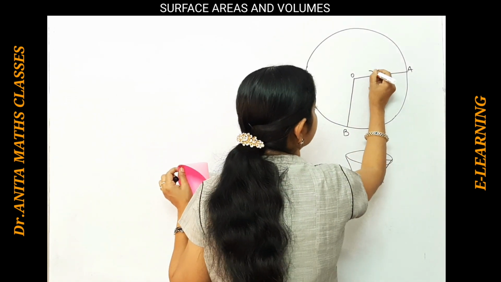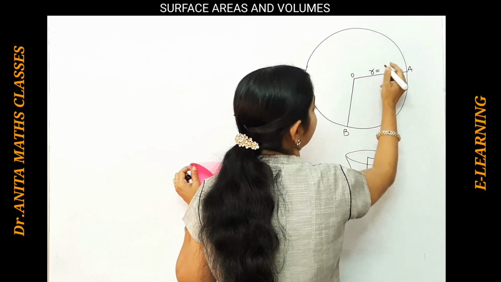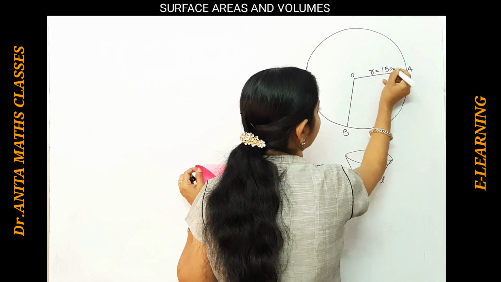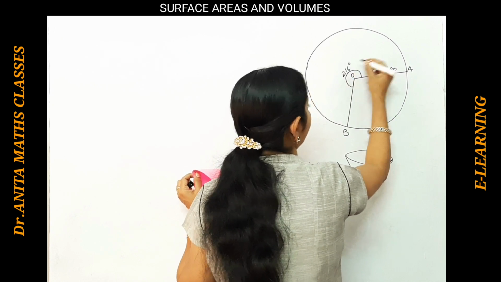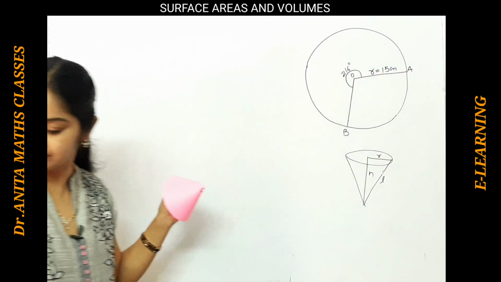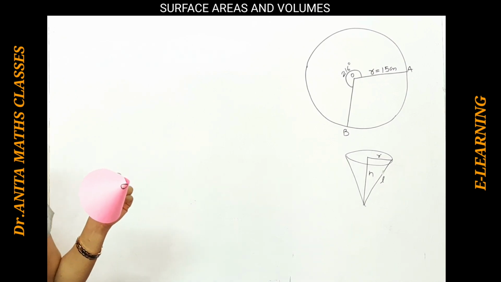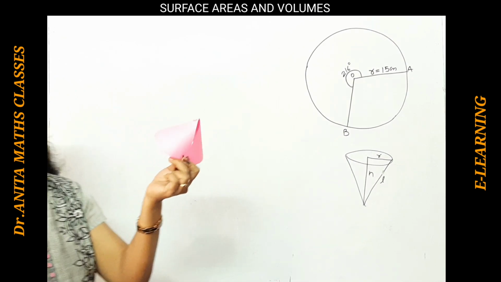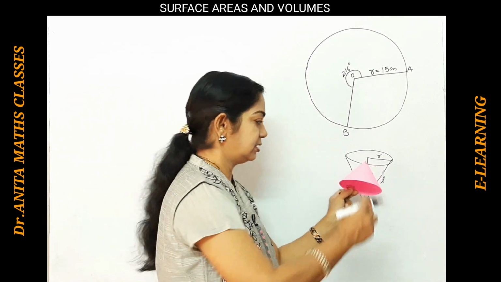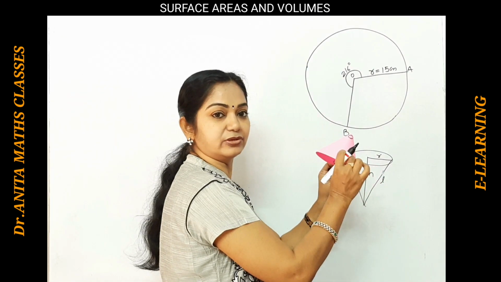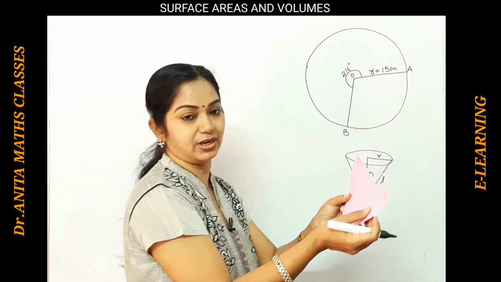This is the radius of the circle, 15 centimeters given. And the angle here is 216, the angle of the sector given. It is cut and its bounding radii are bent so as to form a cone. Now we have to find the volume of this cone. We know the volume is 1/3 pi r square h.